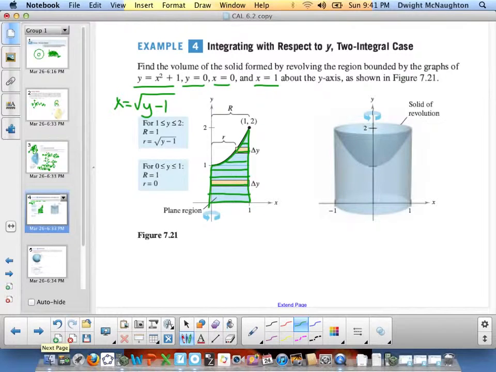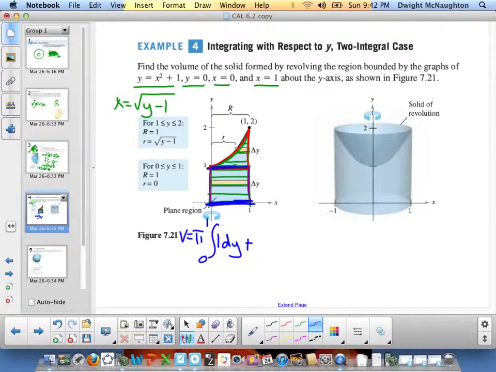Okay? And you see here, we've got disks here and washers here. So we're going to do it in two pieces. All right? So I'm going to do the disk piece first. It's going to be volume equals pi from, again, with respect to y. So looking at the y values here, this is 0, this is 1. And there's only one radius, it's 1. So 1 squared with respect to y.